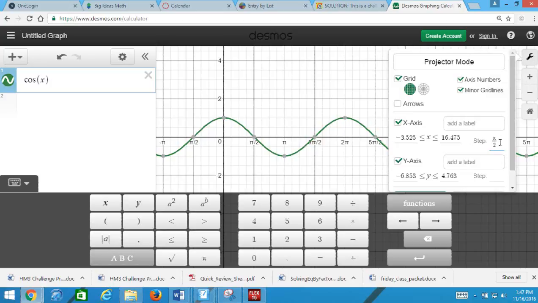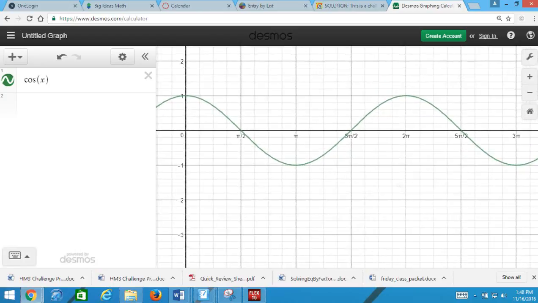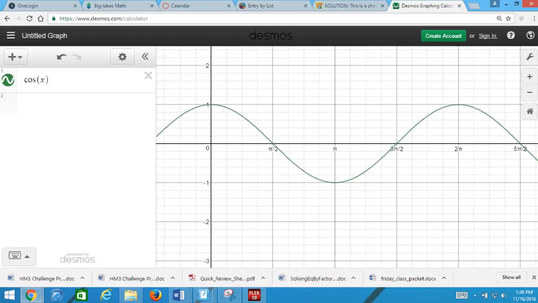And then we went to the X step, and I just typed in pi divided by 2. And when I did that, I have pi's on my x-axis. You can use that wrench to do what I'm about to do, but I'm just going to use my fingers and zoom in so that it goes from 0 to 2 pi, ish.